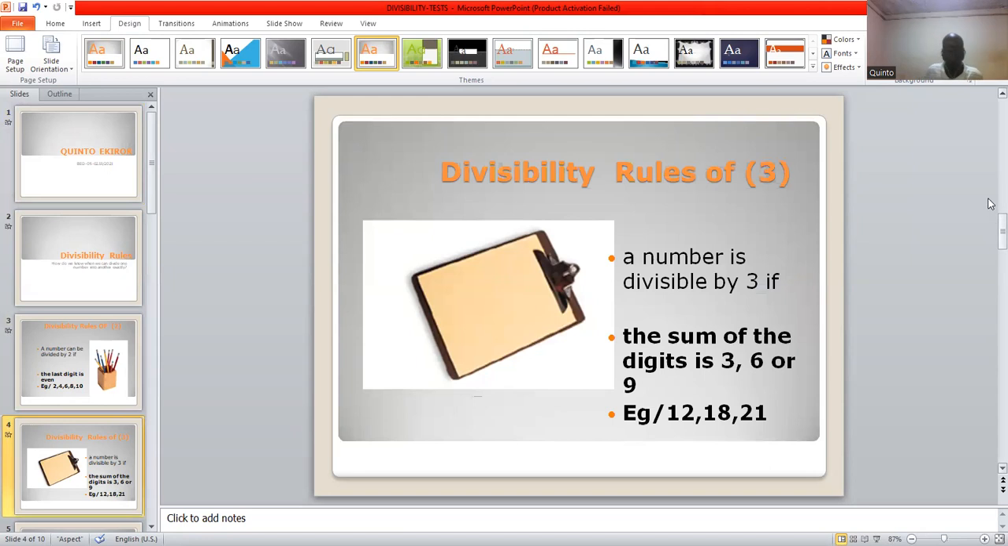A number is divisible by 3 if the sum of the digits is 3, 6, or 9. For example, 12, 18, and 21. The sum of the digits of 12 is 3. The sum of the digits of 18 is 9. The sum of the digits of 21 is 3, which is divisible by 3.